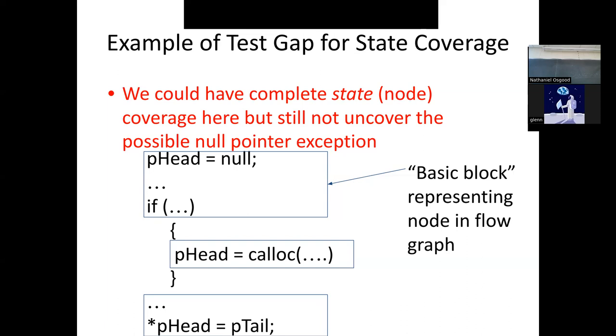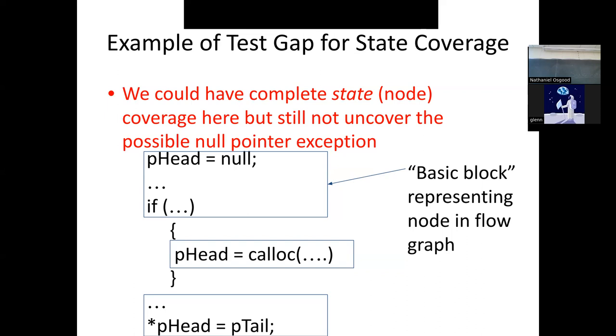If P head is null, the conditional in the if is false, and so we come down to block C directly from A to C, and P head is still null. And then we dereference it, we take star P head and try to assign a value there, but it's a null pointer. We get a null pointer exactly, and bad things happen, right? Bus error, seg fault. You remember those things?